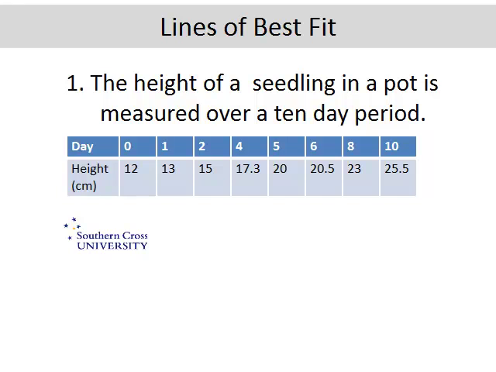We're going to look at two different methods of getting a line of best fit, and we will get two slightly different answers. The data we've collected is about the height of a seedling in a pot, measured over a 10-day period, and I'm sure it's one of these super seedlings that can grow remarkably each day. We're going to use the two means method to come up with a line of best fit. So we need to split the data in half.